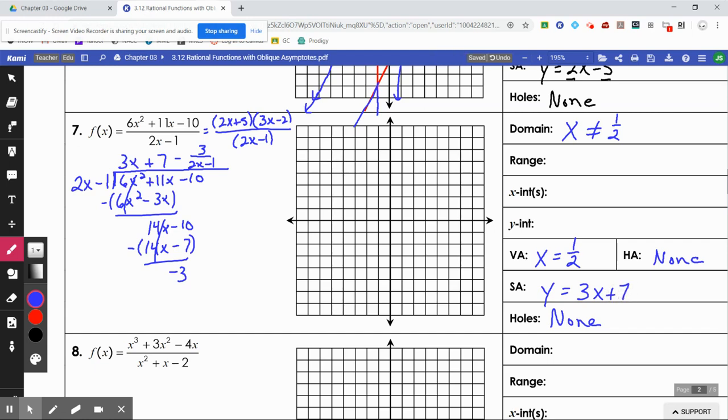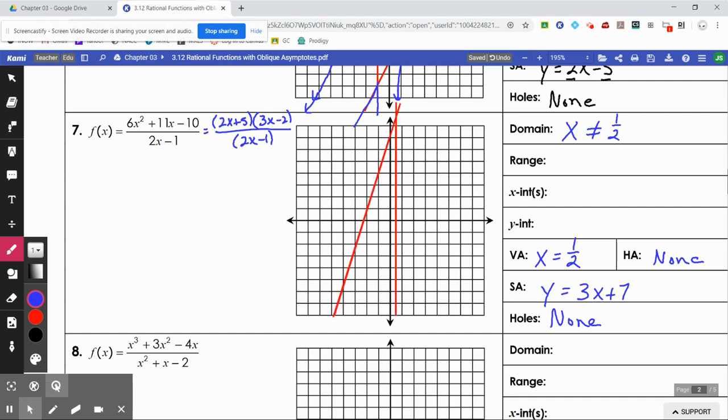So let's go ahead and graph our vertical asymptote and our slant asymptote. Okay, now let's find our x-intercept and our y-intercept. Again, to find an x-intercept, set y equal to 0. Solve.